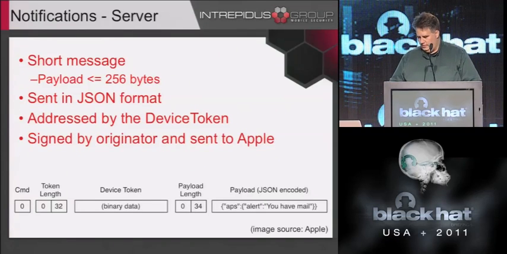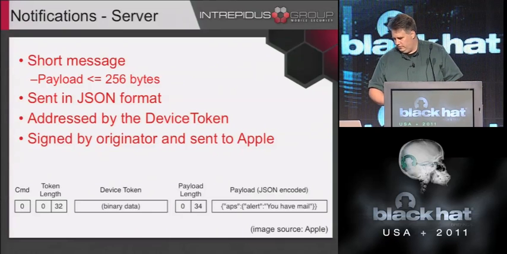So here's what the push notification payload looks like. It's a very short message. The payload has to be 256 bytes or less, and it is sent in JSON format. You can see down at the bottom there, we've got a breakdown of what it all looks like. The device token is what I was describing earlier. That's what's sent to the device by Apple for each application. So when Twitter wants to send something to you, they address it with that device token, and that's how it gets back down to your device.